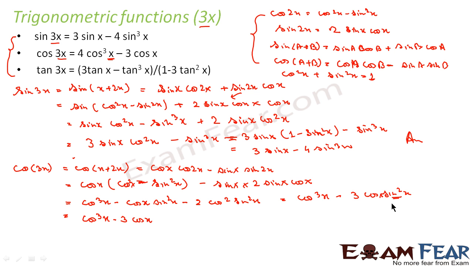Instead of sine square x, I'll say 1 minus cos square x, because we know that sine square plus cos square is equal to 1. So sine square is nothing but 1 minus cos square x. So I'll write this is equal to 1 minus cos square x. So now everything we have is in cos x term.